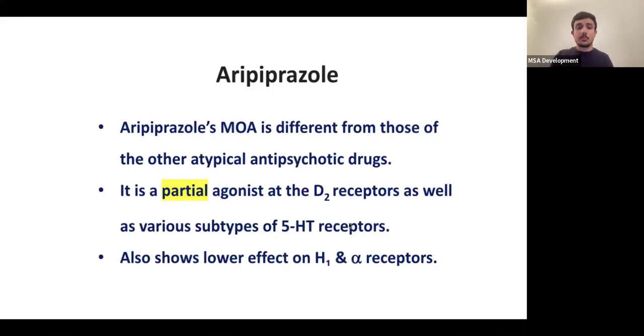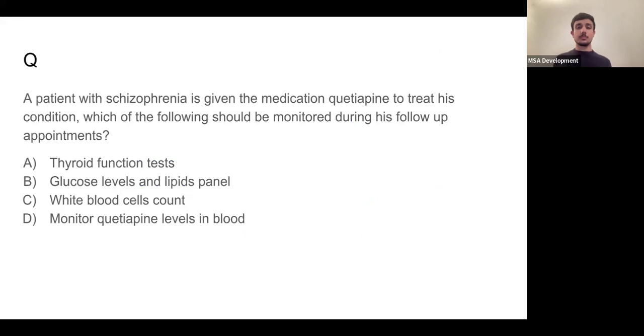Now we can move on to the next question. A patient is given quetiapine. What is quetiapine? It's a second generation antipsychotic. What is the method of action of second generation antipsychotics? D2 receptor antagonism and serotonin receptor antagonism. Remember that. And now, which of the following should be monitored? Why should something be monitored? Maybe because of its side effects. What can side effects of quetiapine include?